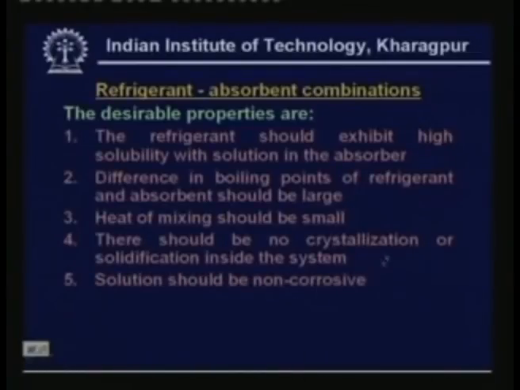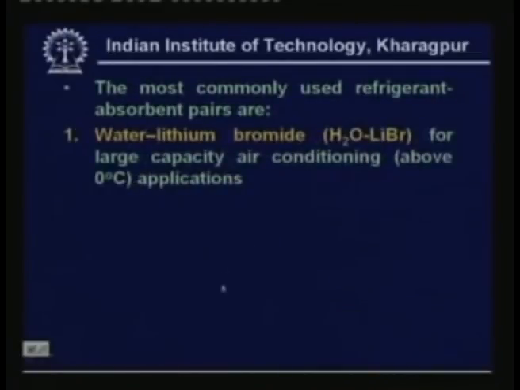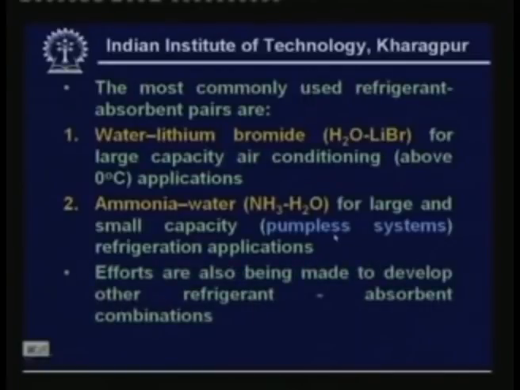Then the solution should be non-corrosive and it should exhibit good transport properties, that means the thermal conductivity should be high and viscosity should be low. Based on these desirable properties there are two most commonly used refrigerant absorbent pairs. They are water lithium bromide for large capacity air conditioning applications and ammonia water for large and small capacity refrigeration applications. We will be discussing these systems in detail in the next 1 or 2 lectures. There are also other refrigerant absorbent pairs which are at research level, not yet commercialized.